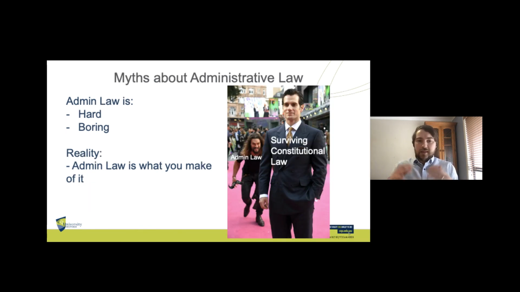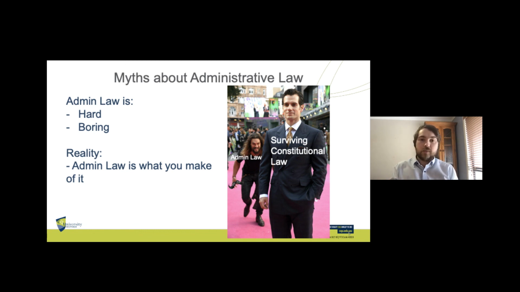Taking a bit of a step back and thinking about administrative law as a unit of study within your law degree, you might have heard a thing or two about administrative law or have some preconceived ideas about what it is. In particular, it's got a bit of a reputation as being hard and/or boring. I'm a bit biased. I think that's probably an unfair way to characterize administrative law, but it is worth addressing because it is a common belief about administrative law.